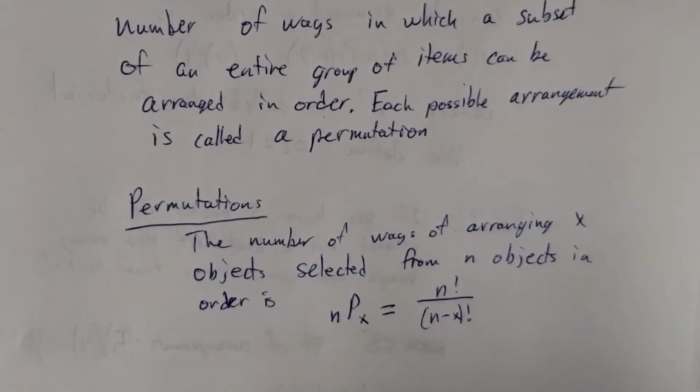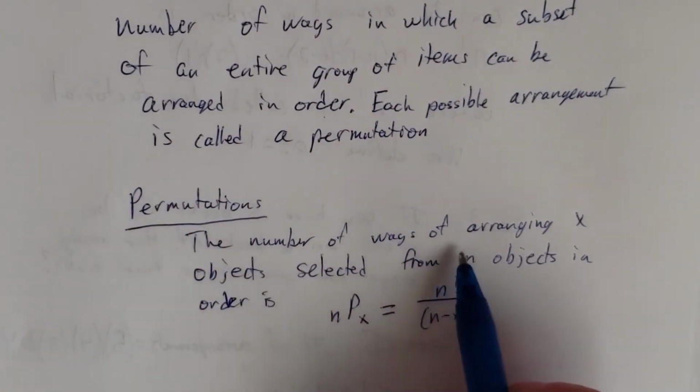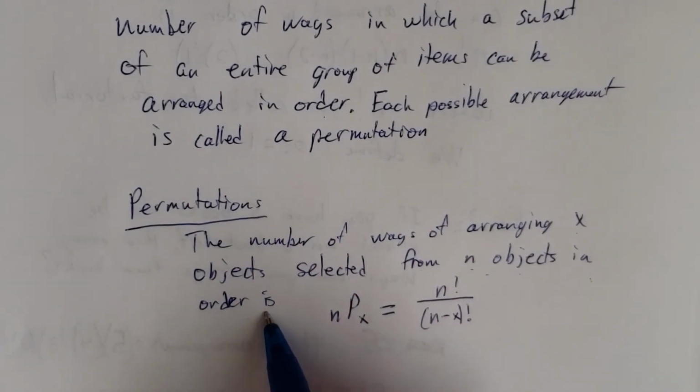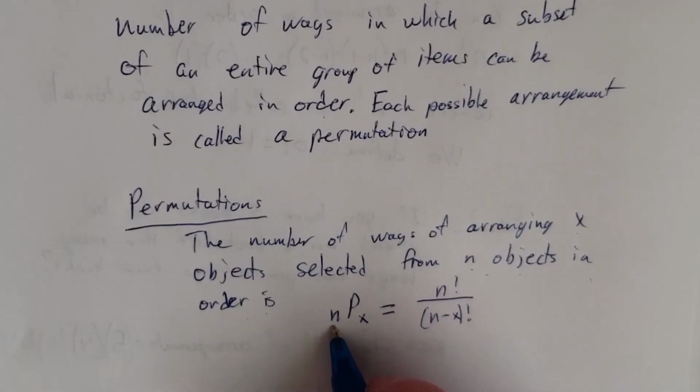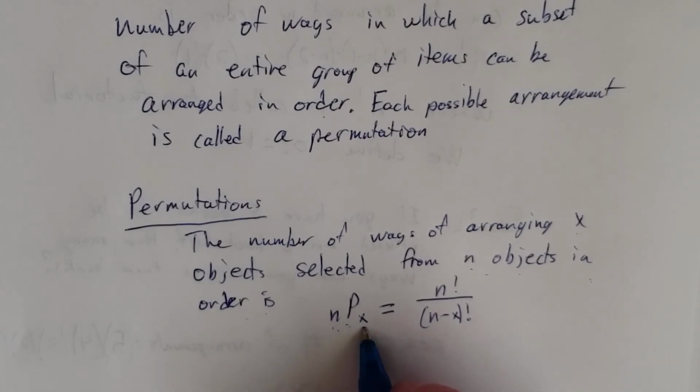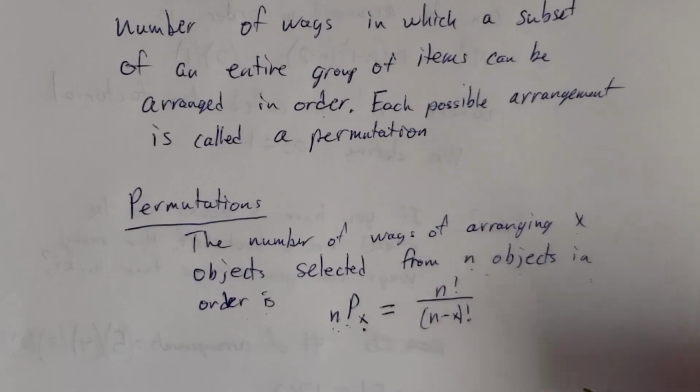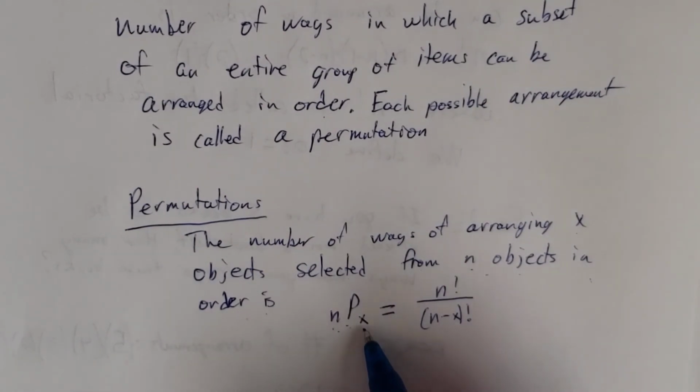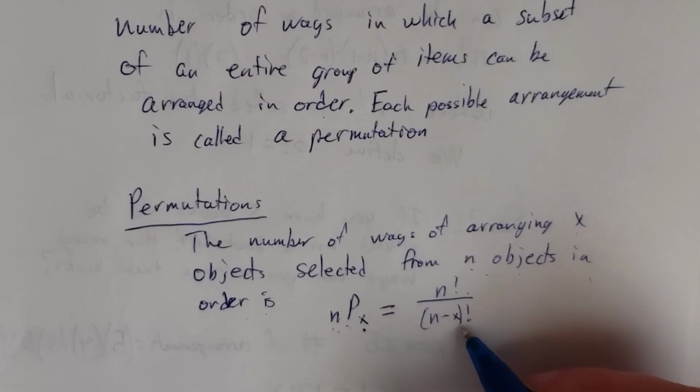Okay, so what are permutations? Well, permutations, again, count the number of ways of arranging x objects selected from n objects in order. Our notation is lowercase n for the number of objects, capital P for permutations, and lowercase x for the size of the subset of the n objects that we are selecting. The total number of ways that we can arrange those x objects in order is n factorial divided by (n minus x) factorial.